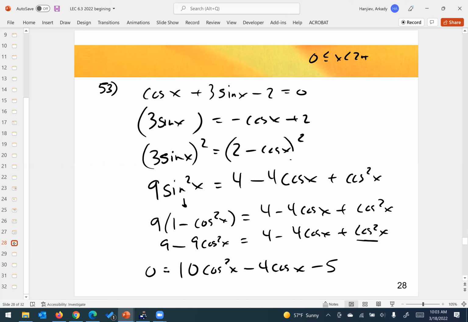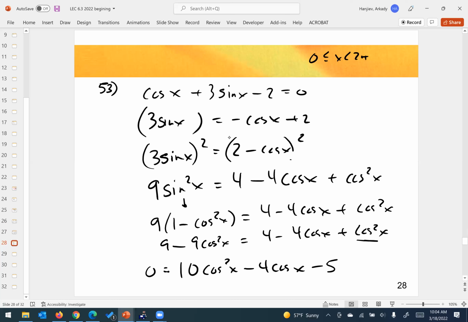Oh, 10 is not 2. 5 and 1. 4 cosine. What is it minus 5? Subtracting 9 from both sides. And so, okay, I have a negative 4 for some reason.